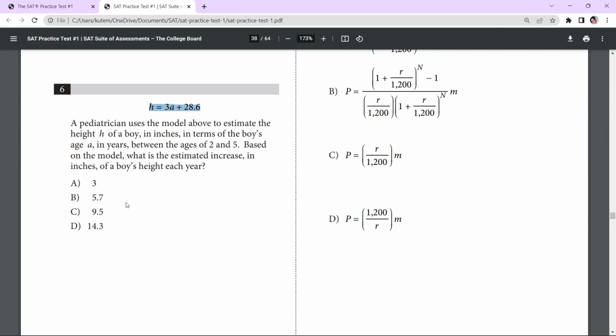Any questions? So ma'am, what would you choose as the answer? The answer would be A, 3, since we're multiplying 3 by the age in years.